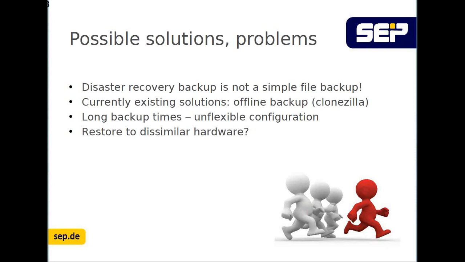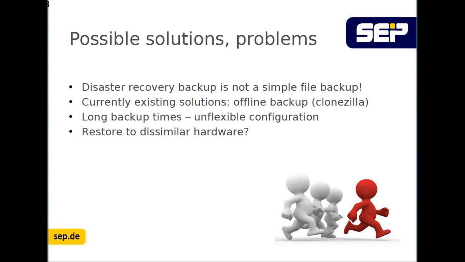Means if you have a disaster, your hardware is broken as well, and you have to get new hardware, and you have to get the system up and running on the new hardware, which means your disaster recovery solution needs some kind of a dissimilar hardware solution. So a disaster recovery backup is much more than a single file backup from a random system you're taking. How could you achieve this?